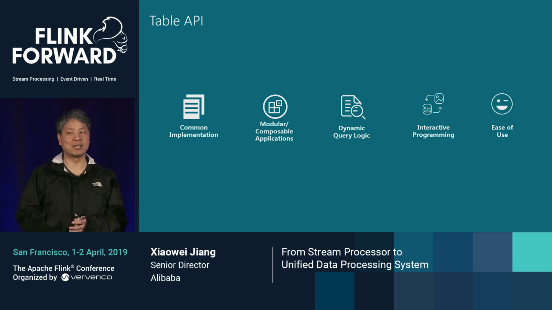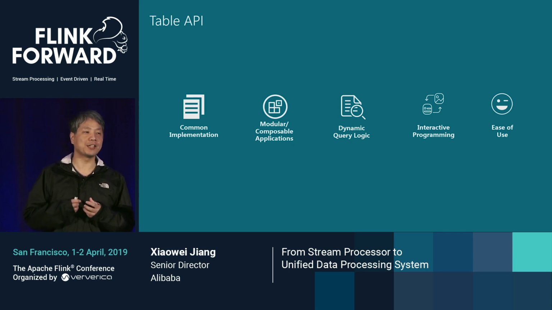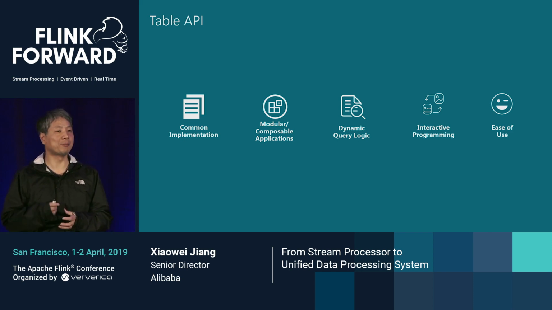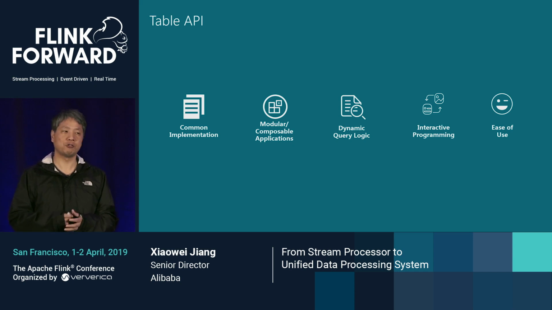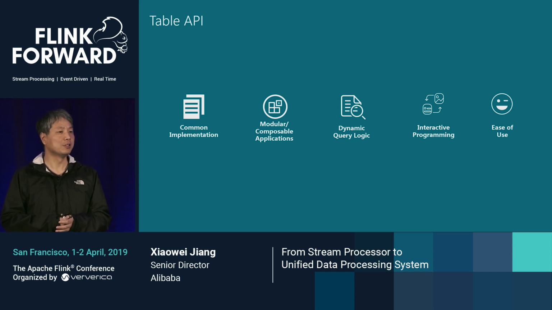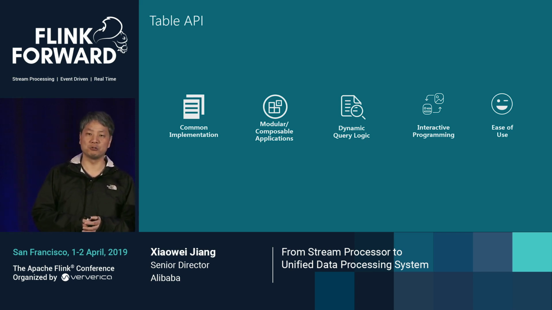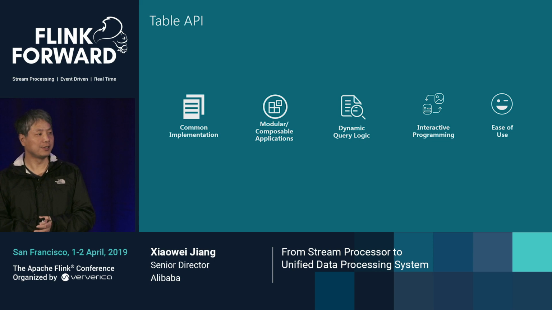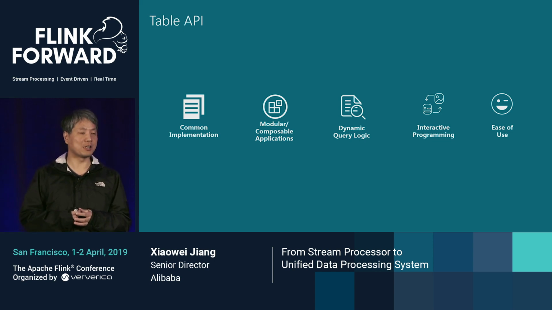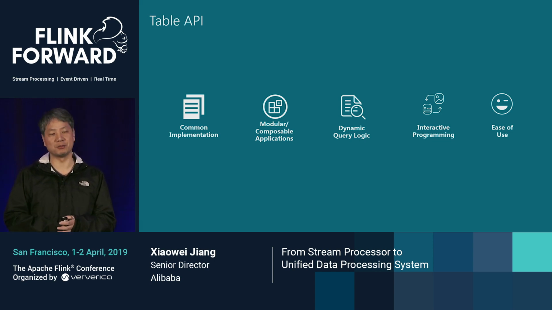Table API can be considered as a Scala version of SQL. It shares the same underlying implementation with SQL, so the semantics are exactly the same. But since Scala is a full-fledged programming language, you can use functions or classes, such as Scala features, to encapsulate your application logic. This makes your application more modular and composable.